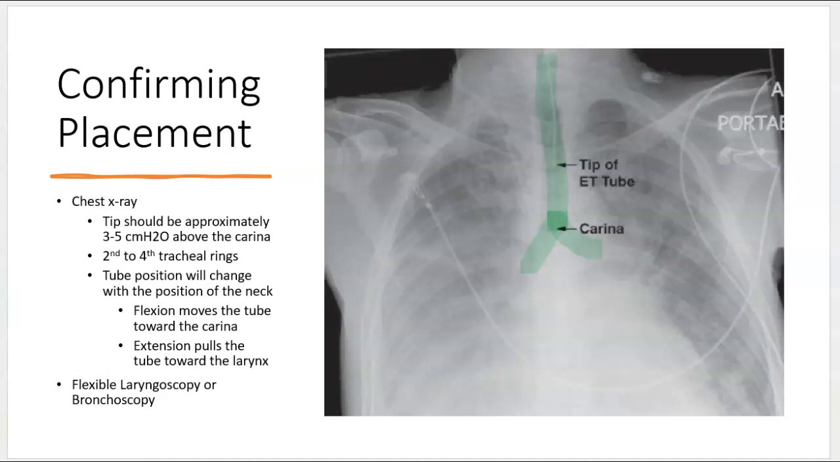Flexible laryngoscopy or bronchoscopes can be inserted down the ET tube and confirm the position of the tube visually. If you put the scope inside the ET tube, you're going to be able to visualize the carina directly. And by moving the scope from the tip to the carina, you can measure that distance. You can do this with a bronchoscope as well, but traditionally we do this with a chest x-ray.